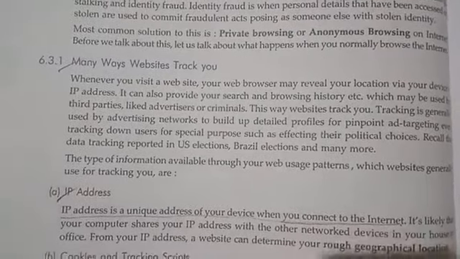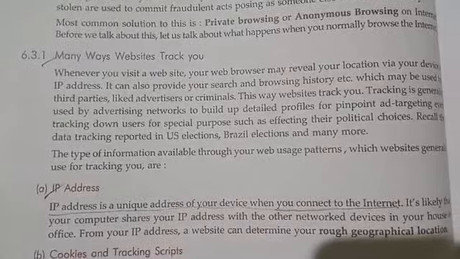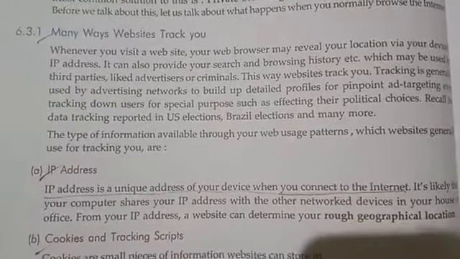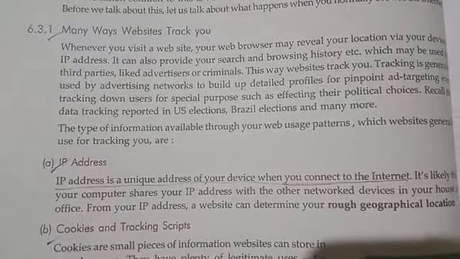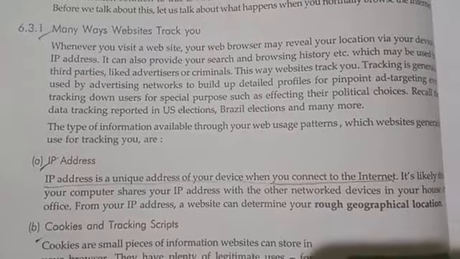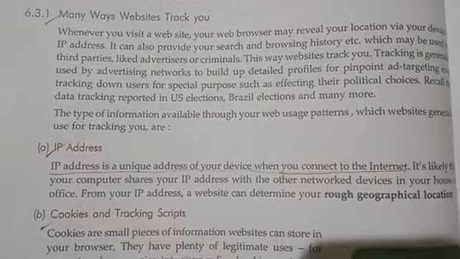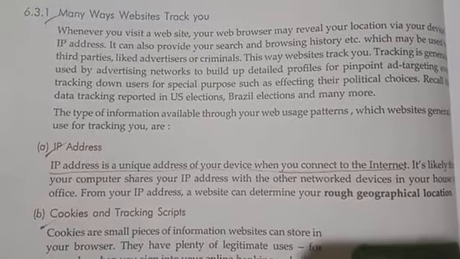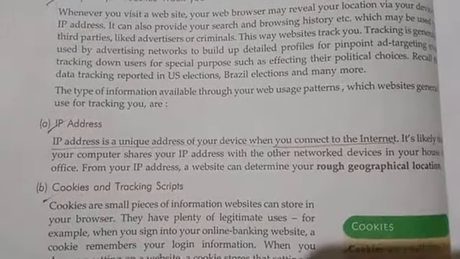Here, 6.3.1: in how many ways does a website track you? Nowadays all the people are using internet all the time. While using the internet, there is a chance to track your location and your identity. So we can study in how many ways a website tracks you. The first and important way is by using the IP address.